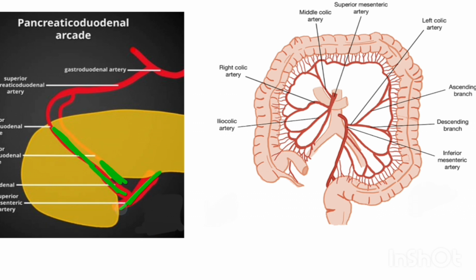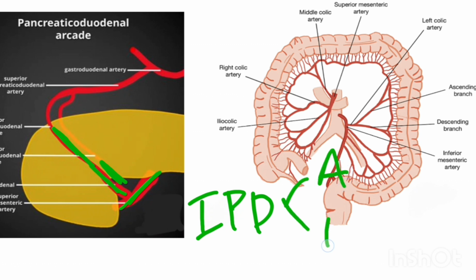This is the superior mesenteric artery. The first branch is the inferior pancreatico-duodenal artery, which divides into 2, that is anterior and posterior.